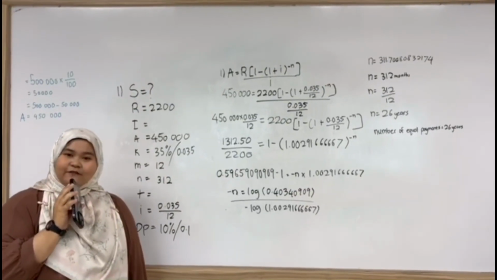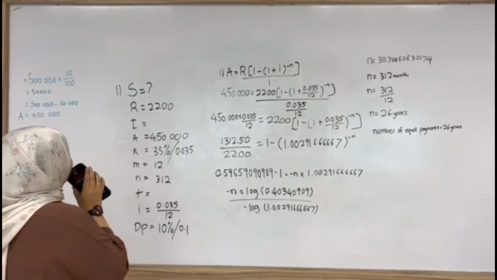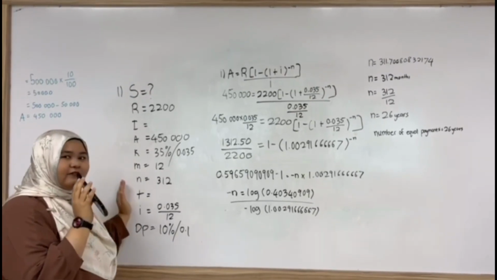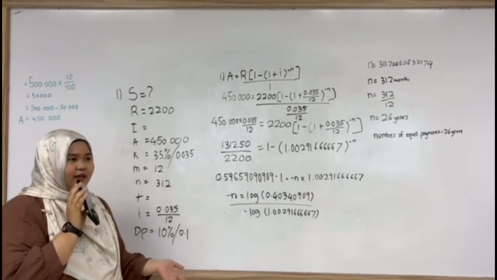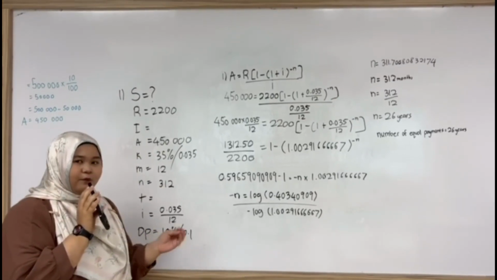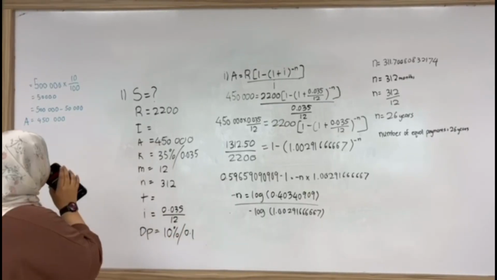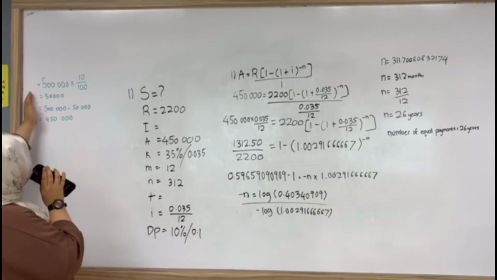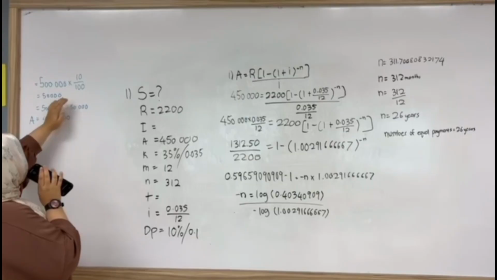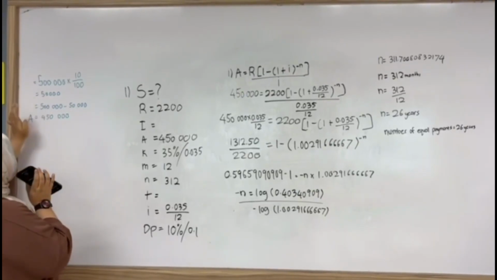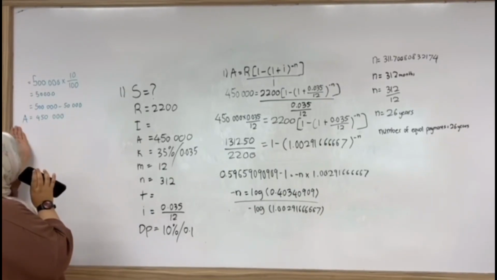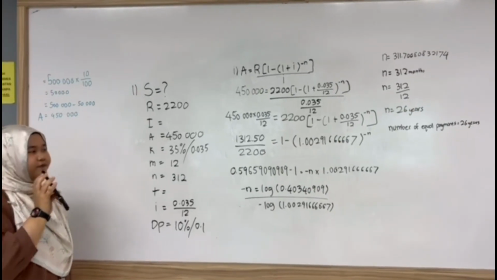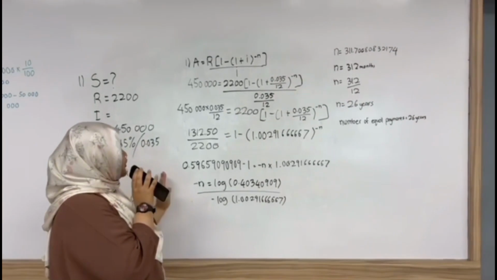So this is the solution for the first question. I have listed out all of the information given in the question. As we know, the shop lot has a down payment of 10%. So, the 500,000 needs to be multiplied by 10%, and then we get 50,000. And then 50,000 needs to be subtracted from 500,000. So, our A is 450,000. So, let's move on to the solution.